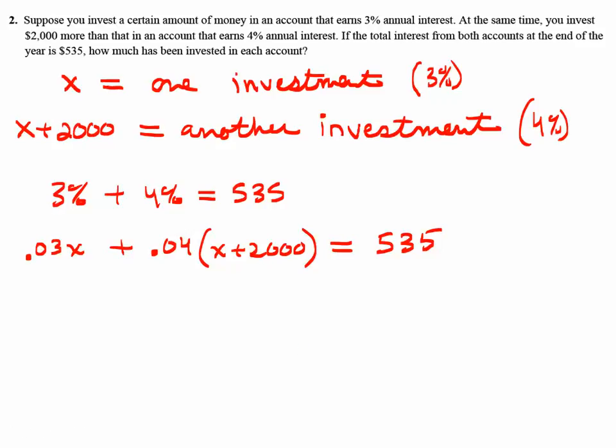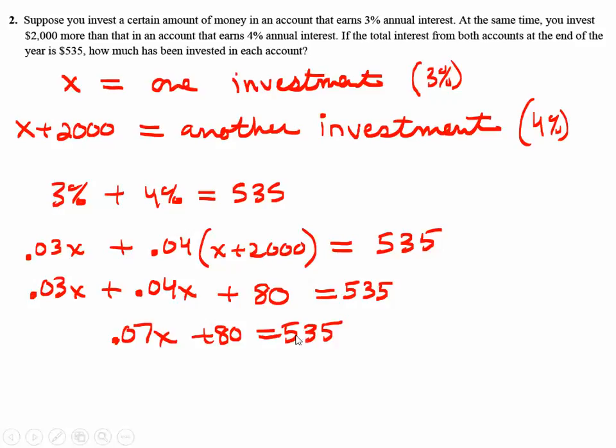Alright, if you want to go ahead of me, go for it. And if not, let's do this together here. So I've got to distribute the 0.04 into x. That's the easy one. 0.04x. 0.04 times 2,000 would get you 80. All right, 0.03 and 0.04 added together would give you 0.07. If you think about it, 3 cents and 4 cents make 7 cents.